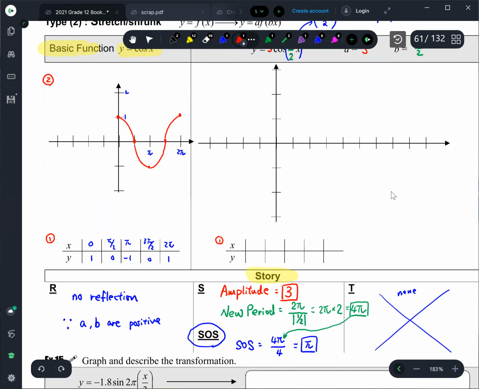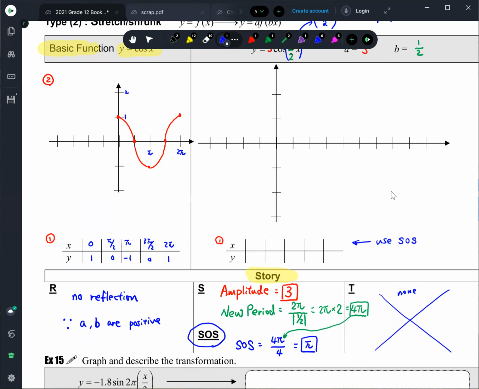Okay, step one, right, to figure out the table. For the X values, you will use your size of space. Okay, you can make a note. Use size of space. Because size of space is related to your period, right? And period horizontally connects to X values. Okay, it tells you how long it takes for the whole graph to complete.